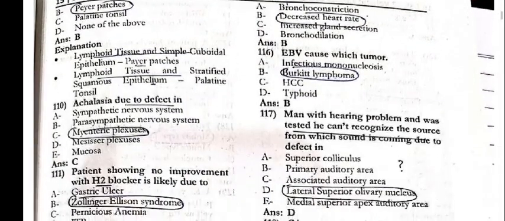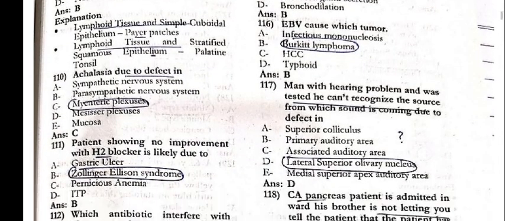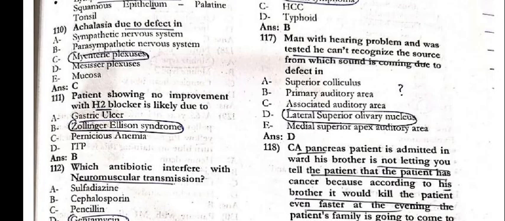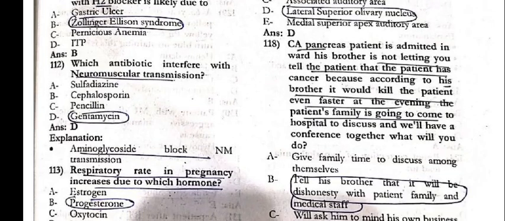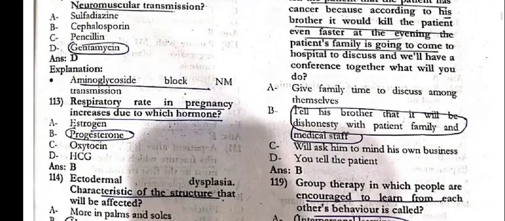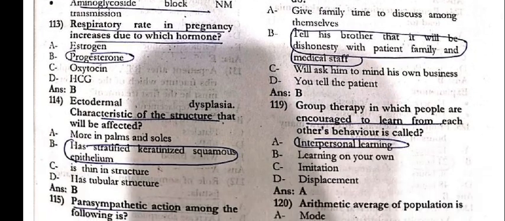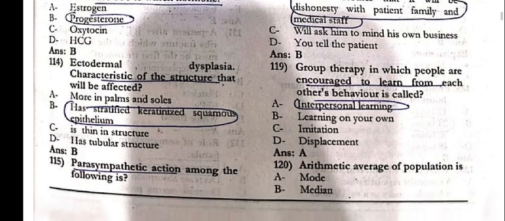Next, 110, achalasia is due to a defect in the myenteric plexus. 111, the patient showing no improvement with H2 blocker is likely due to Zollinger-Ellison syndrome. 112, which antibiotic interferes with neuromuscular transmission? That is gentamicin. Respiratory rate in pregnancy increases due to which hormone? That is progesterone.